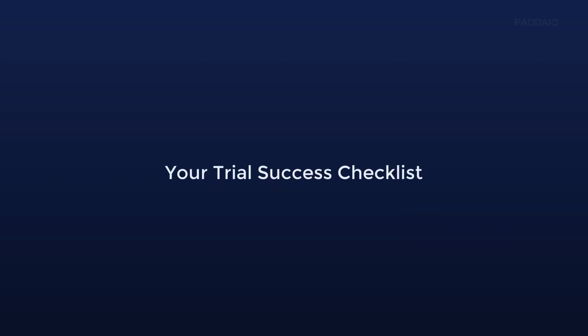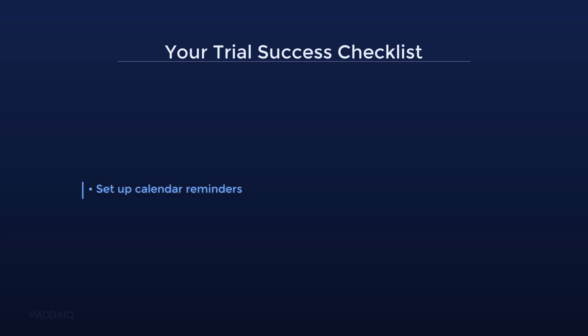Your trial success checklist. Set up calendar reminders. This ensures you do not miss key trial deadlines or sessions. For example, if your trial expires in 30 days, create a reminder for day 25 to review your progress. This simple habit protects your work and keeps your learning on schedule.